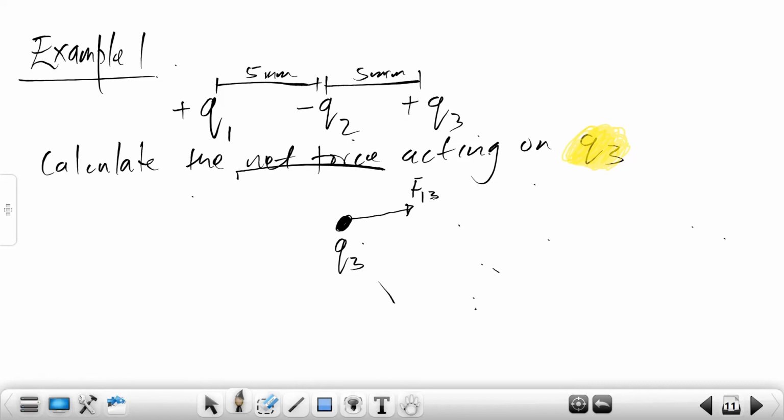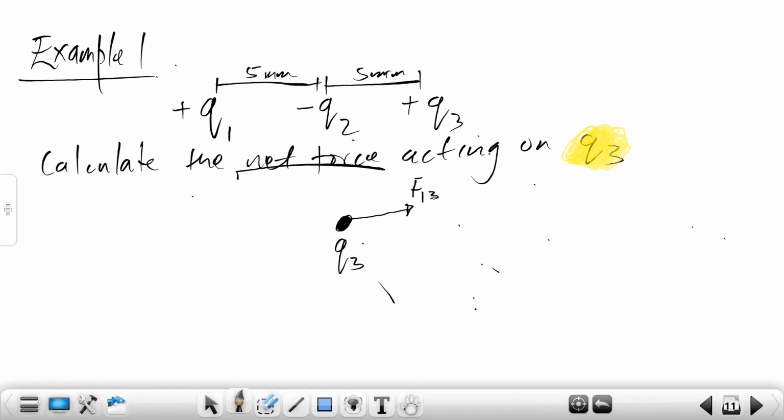I repeat, Q1 is positive. Q3 is also positive. So what is it that I'm expecting? I am expecting repulsion between the two charges. So which force is acting on the reference charge? Which force is influencing Q3 to repel? It's Q1. So hence now the force of 1 onto 3. It's going to push it now to the right.